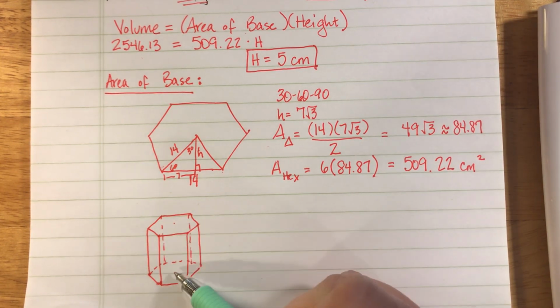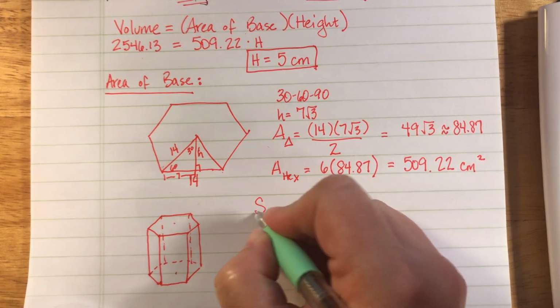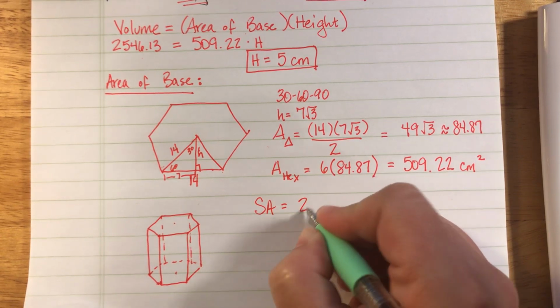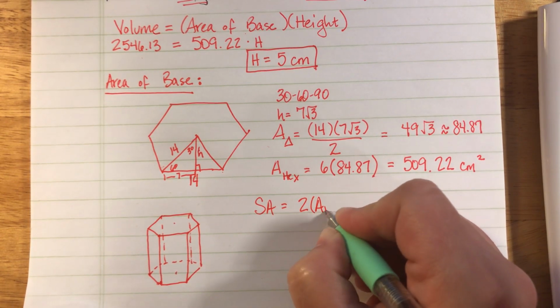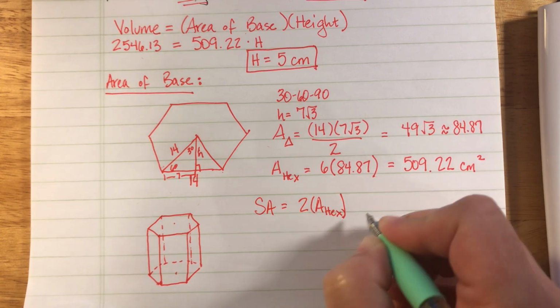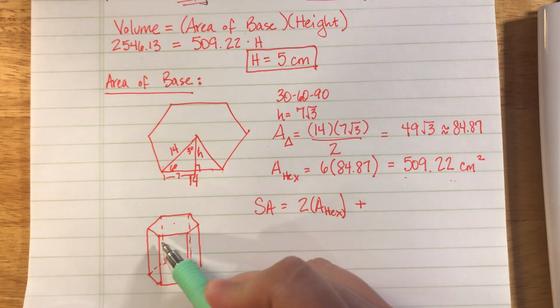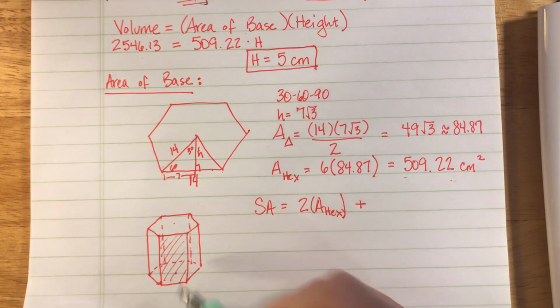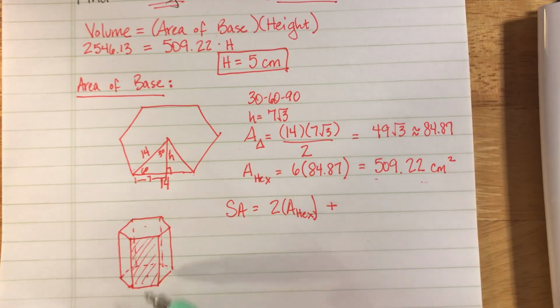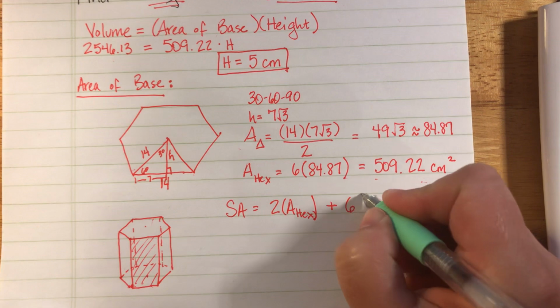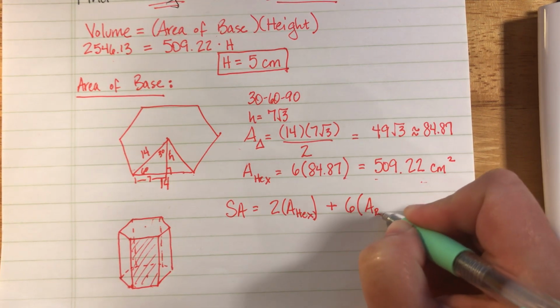I have 2 bases, so to find my surface area, I'm going to have to do 2 times the area of the base, which in this case was the area of my hexagon. Luckily, I already know what that is. That's here. Then I'm going to have to add on all of these rectangular lateral faces. Lateral faces are just the faces on the side. They're the rectangles that connect my two bases. All right, there are 6 of them, and they are totally equal to each other. So I'm going to do 6 times the area of the rectangle.